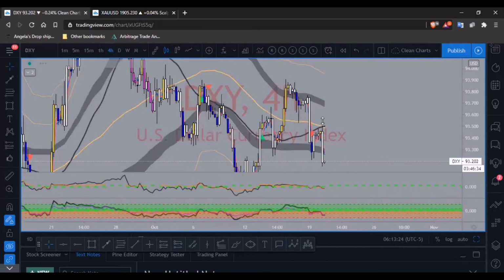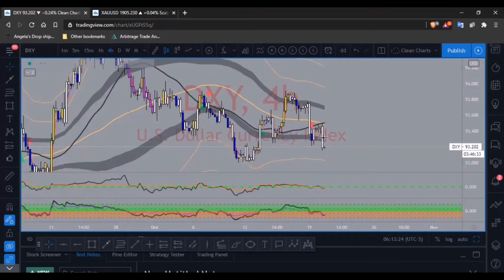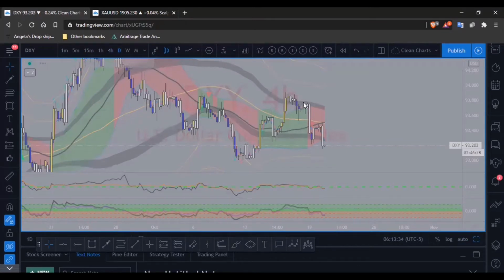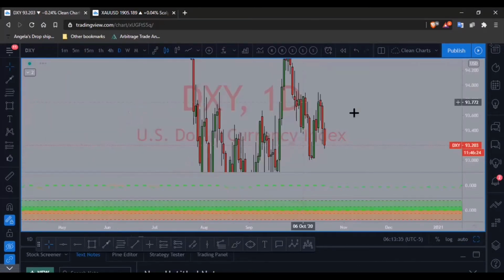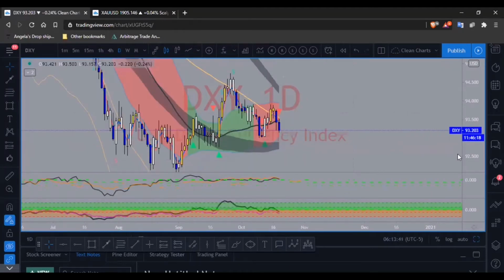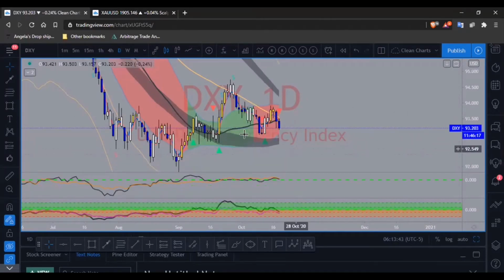4 hour time frame broke, retest, dropped, calling for a sell. And last but not least, the daily is calling for a sell. So right now, like I said, I'm just sticking to the sidelines. There's a time when you need to know when to trade and when not to trade. And right now, for the DXY and USD related pairs, I don't see anything.